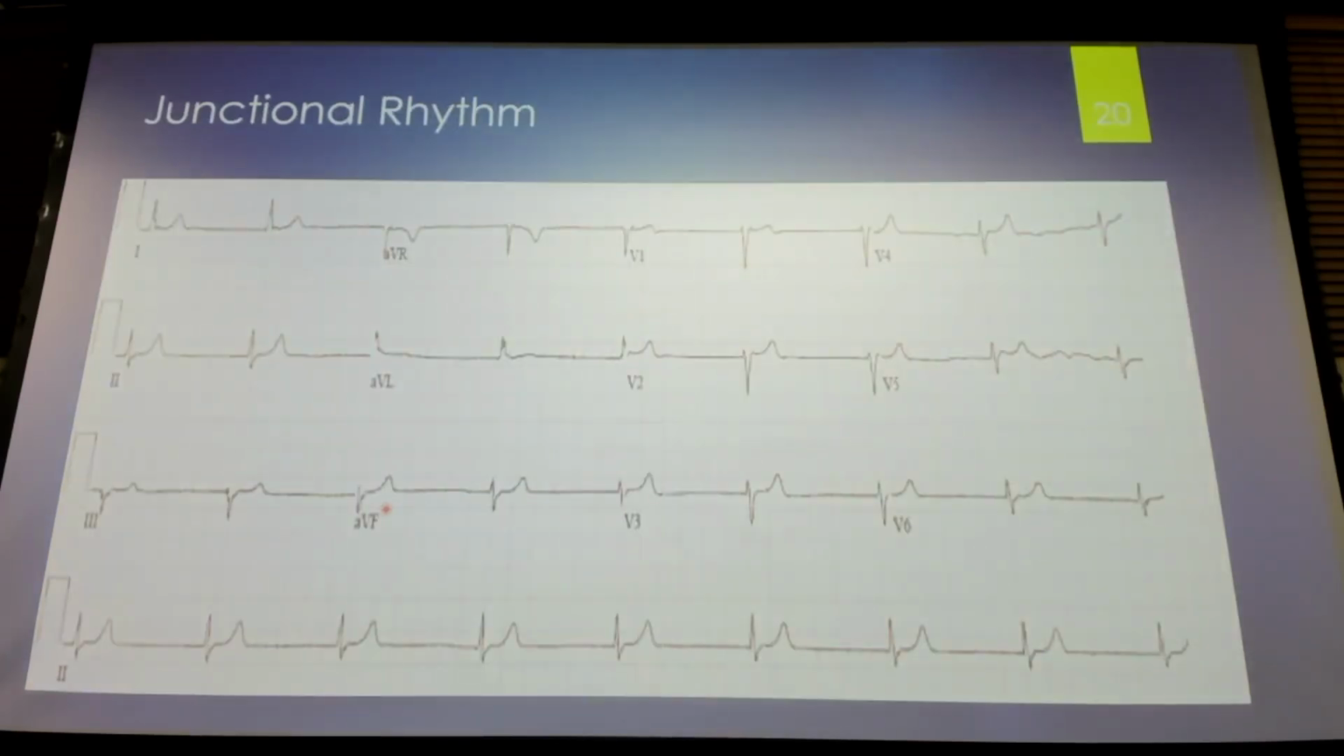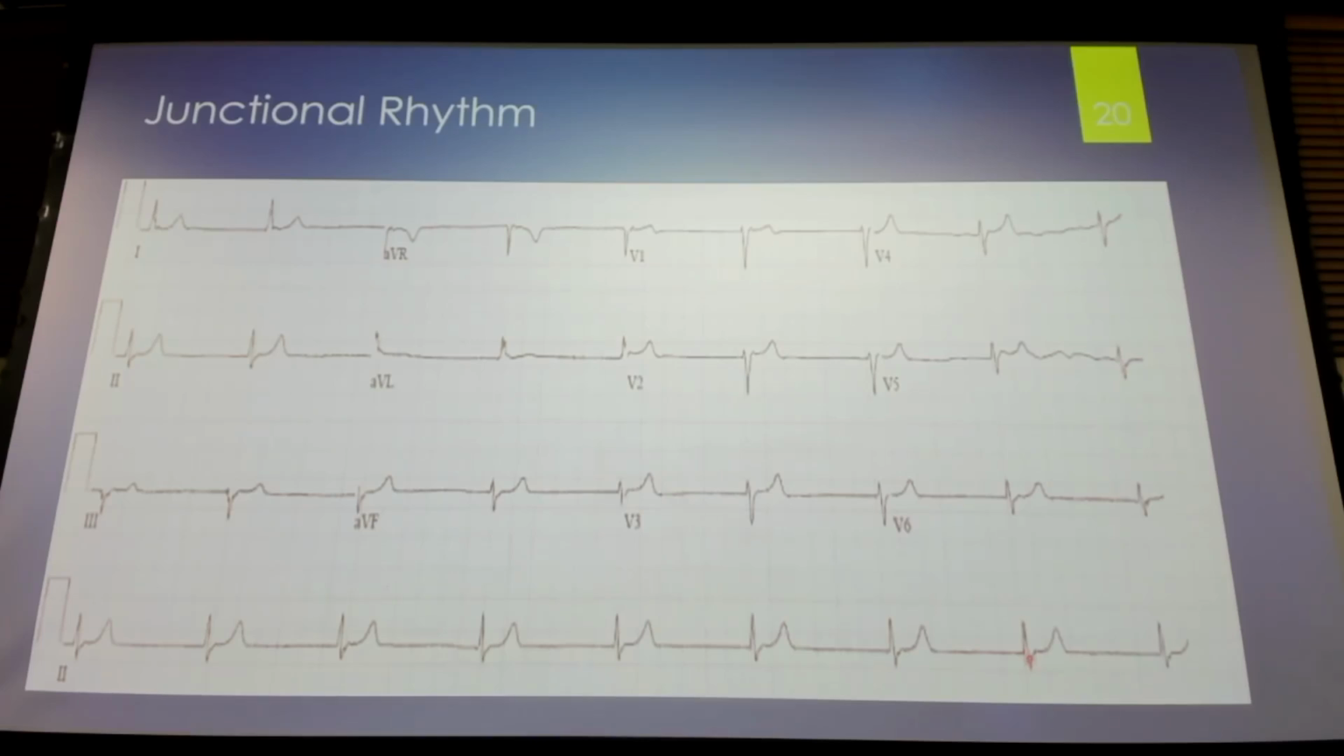So this is a junctional rhythm. It's not an escape rhythm because we didn't start with a different rhythm and then go into the junctional. This is just a junctional rhythm. So we have our QRST, but we can see we have no P, no P, no P. None of these have a P wave in front of them. Okay, so this is a junctional rhythm.